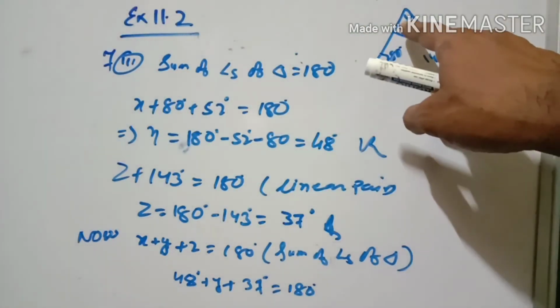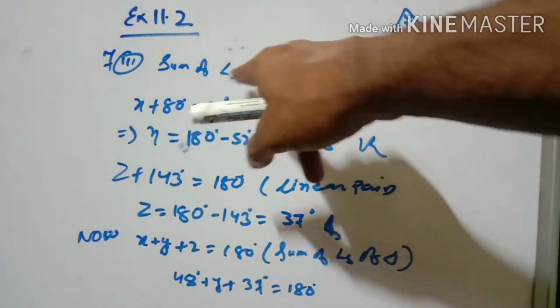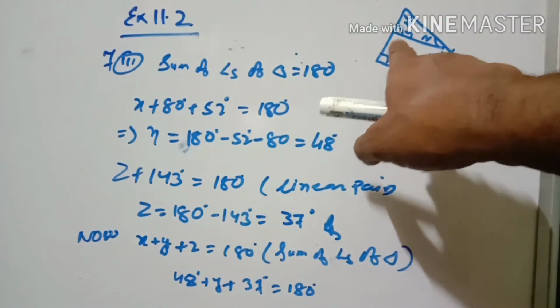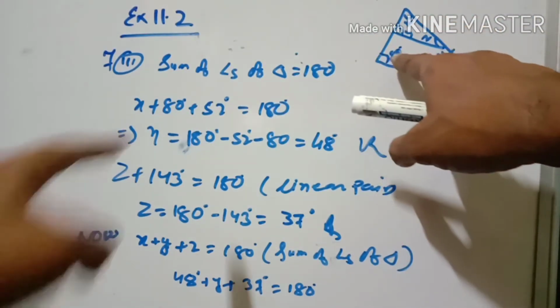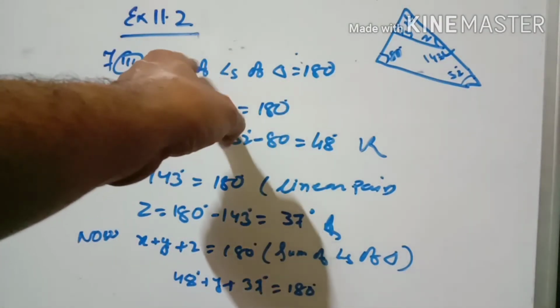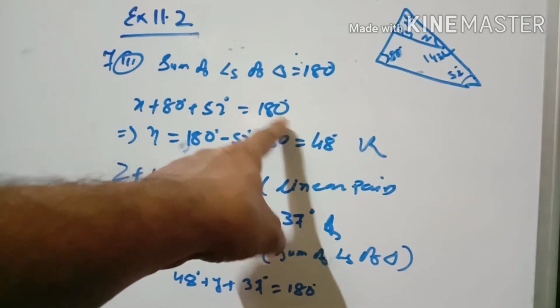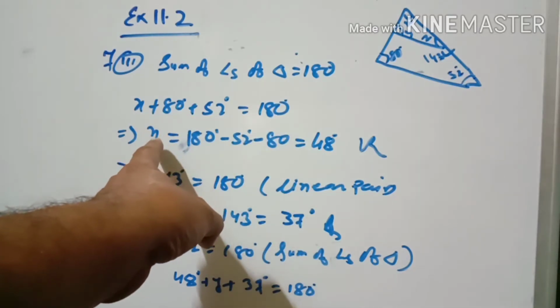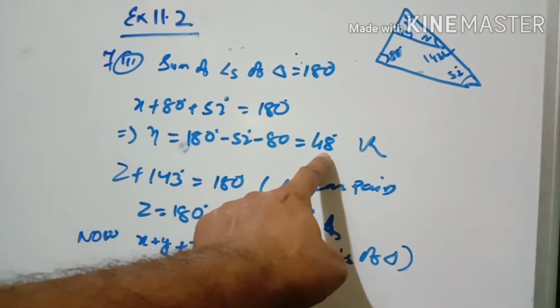From here I can find out easily x, y. Sum of angles of a triangle equal to 180 degree. So one is x, one is 80 degree, one is 50 degree, so equal to 180 degree. As we know, sum of angles of a triangle equal to 180 degree. From here I can find out the value of x. The value of x will be 48 degree.